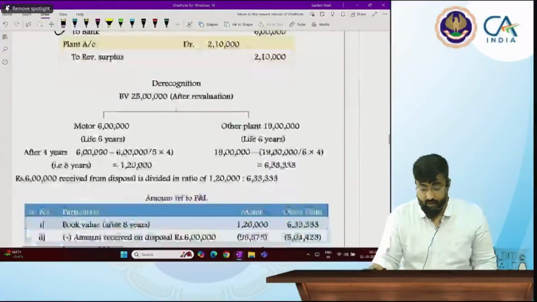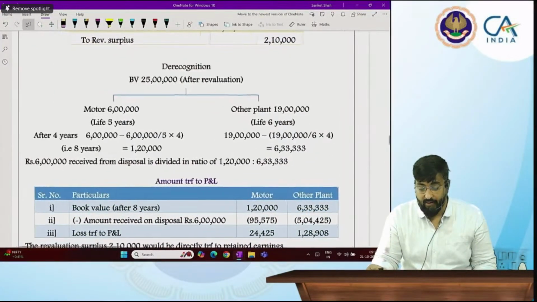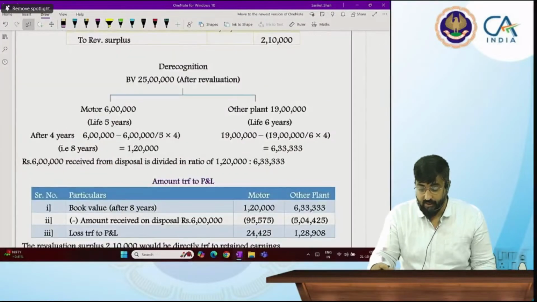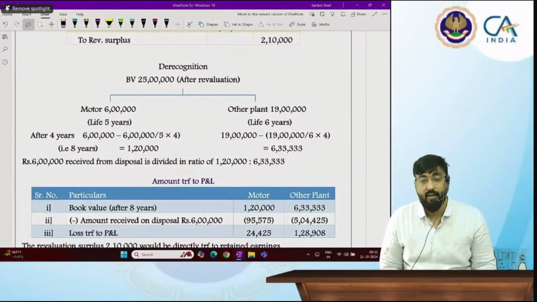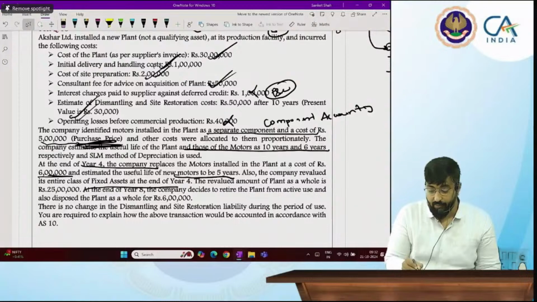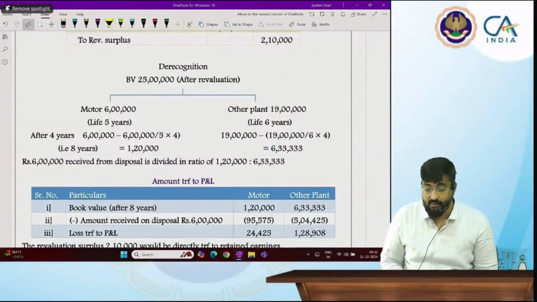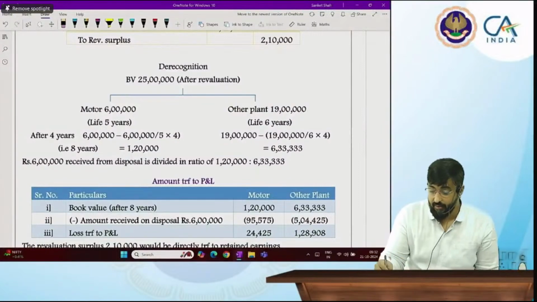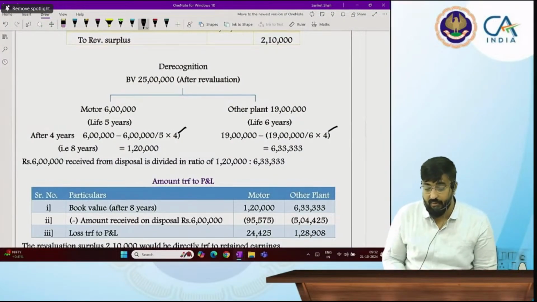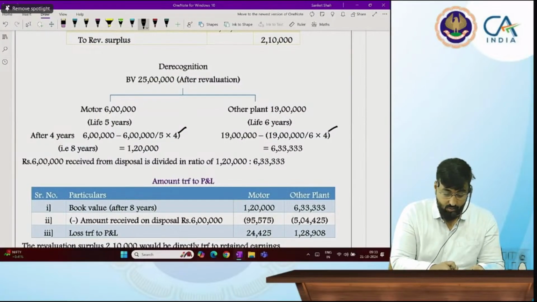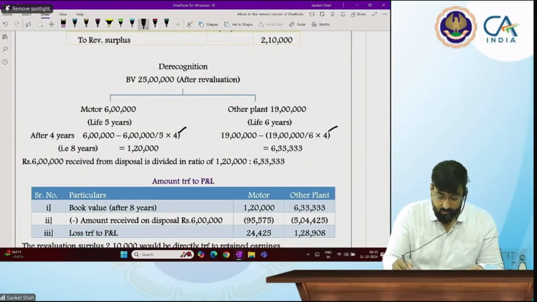And then the 25 lakhs, the motor life now will be 5 years and for this 6 years. So 5 years and 6 years. 4 years already completed, at the end of year 8, means 4 more years later. So the value after 4 years is 6 lakhs divided by 5 into 4, so 4,80,000.